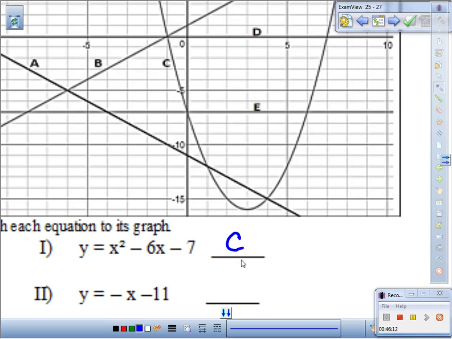Does everybody see what I'm talking about? The second Roman numeral, what kind of equation is this? It's got a negative slope. Who notices that? Which means if you look at all these lines, look at all the lines in the graph, how many lines have a negative slope? Only one. Which letter is that? A. So of course that corresponds to that one.